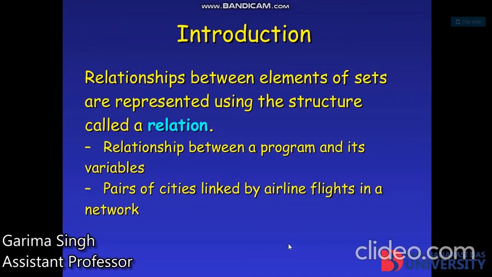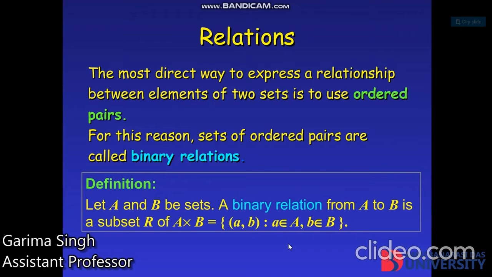In the same way, if there are multiple elements in a set and there exists a relationship between a pair of them, that is called a relation. The most direct way to express a relationship between elements of two sets is to use ordered pairs. For this reason, sets of ordered pairs are called binary relations. As we have already discussed ordered pairs, you can refer to the previous video.